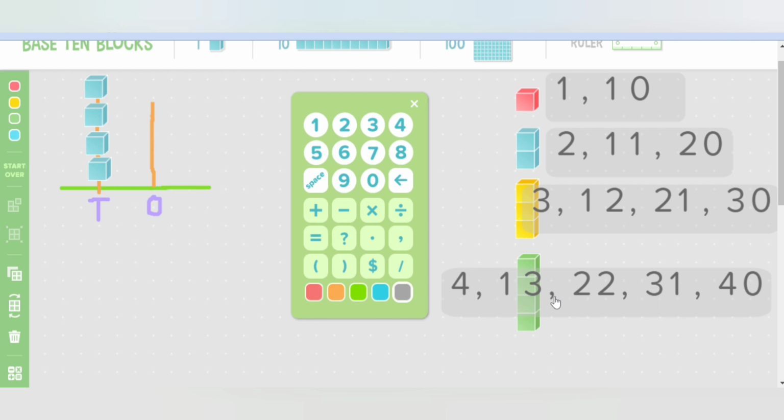The second pattern which you can see is if there is one counter, you can make two numbers out of that. If there are two counters, you can make three numbers. If there are three counters, you can make four numbers. And similarly, if there are four counters, you can make five numbers out of that.